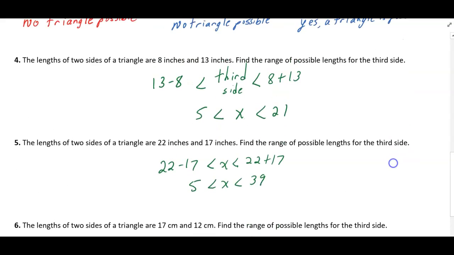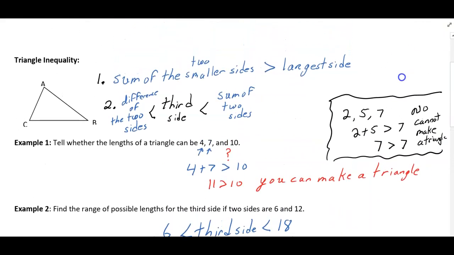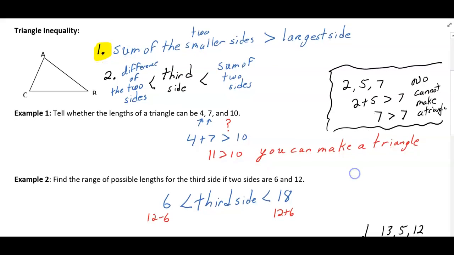So to just do a quick recap, the learning target today at the top of the page was to understand the first learning target here, that the sum of the two smaller sides is always bigger than the largest side. That would be example 1 and example 4 that we did. And then the second learning target was that the difference between the two sides is less than the third side, which is less than the sum of the two sides. So we always want you to be able to find what the third side is between, like example 2.